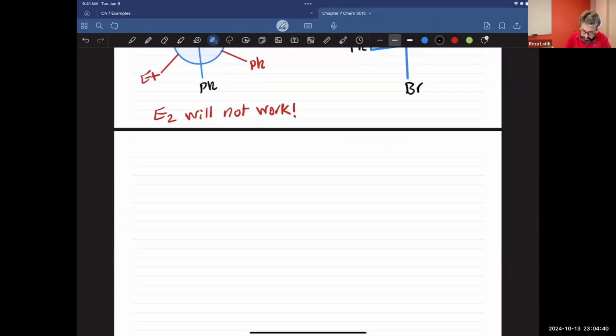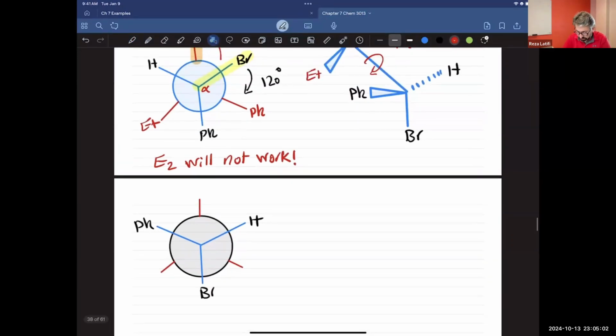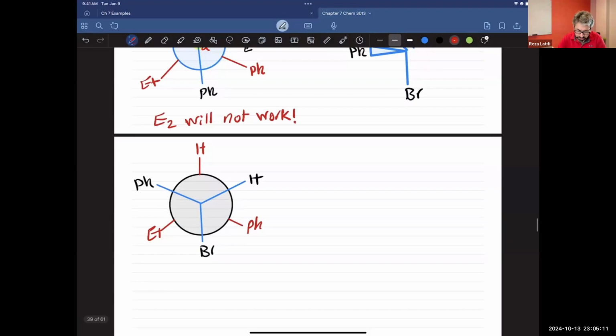So we have the bromide right now. Let me write in black color. Bromide is down there, phenyl is here, and hydrogen there. Then we have a phenyl group here, hydrogen is there, and ethyl is here. Now, if you look at these two, they are in anti-position. That means the dihedral angle between them is 180 degrees.